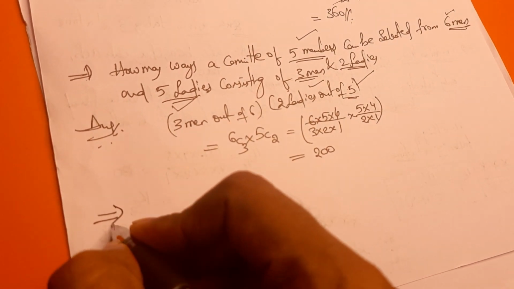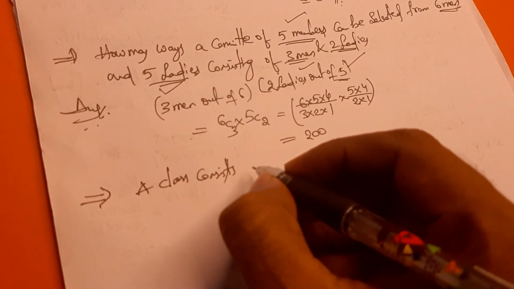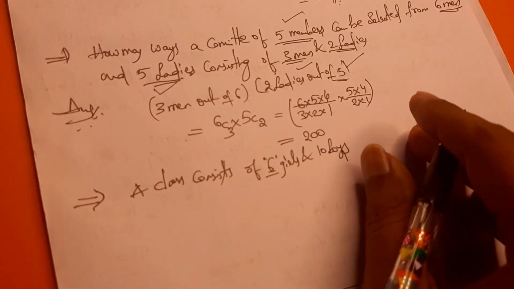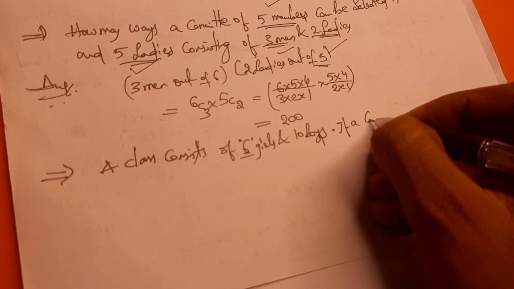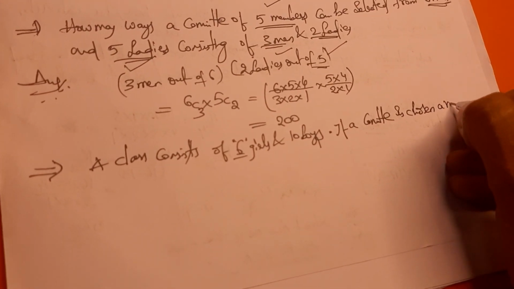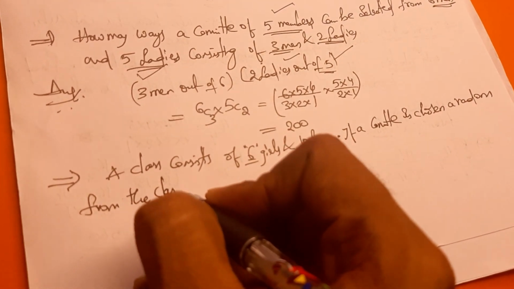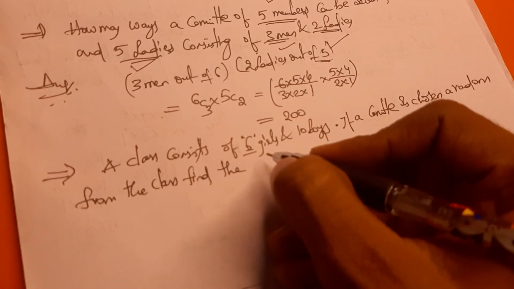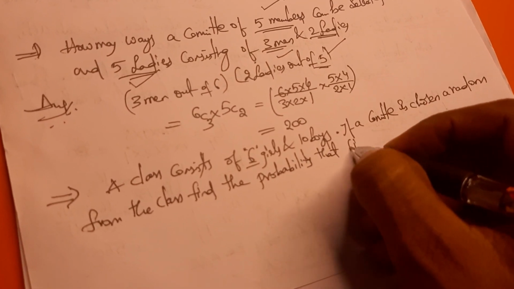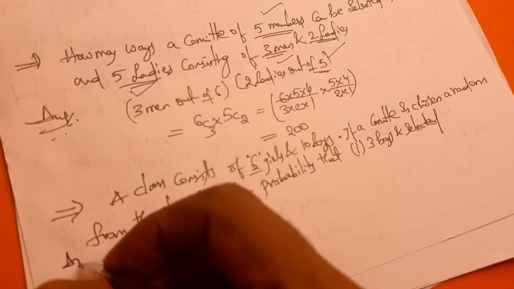A class consists of 6 girls and 10 boys. If a committee is chosen at random from the class, find the probability that three boys are selected. So let's see this simple question.